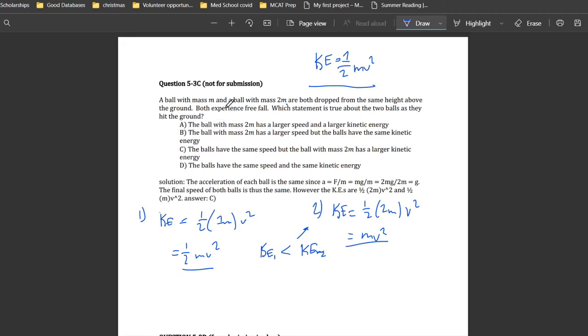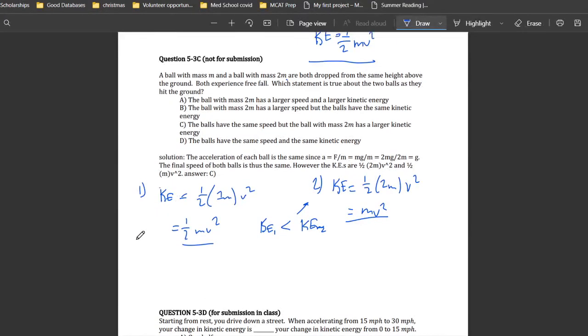Now let's consider the speed at which they hit the ground. Recall that when the only force acting on an object is the weight force, the force of Earth's gravity on an object, it experiences free fall. So when an object is in free fall, the only force is its weight force, and that weight force is equal to mass times gravitational acceleration.